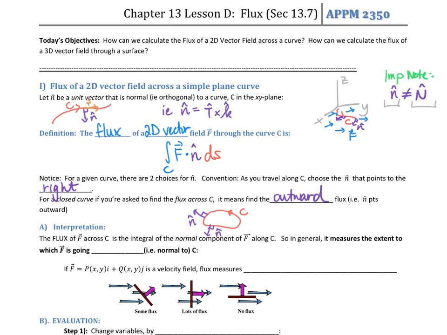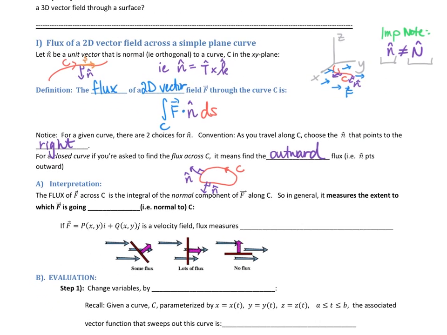Okay, so what is flux giving us? You can notice that since we're looking at the normal component of F along C, in general it's measuring the extent to which F is going across the curve. So instead of last time when we were doing work or flow, the same mathematical computation, we were seeing the extent to which our vector field was going along the curve in the same direction. Now we're measuring the extent to which the vector field is going across the curve.